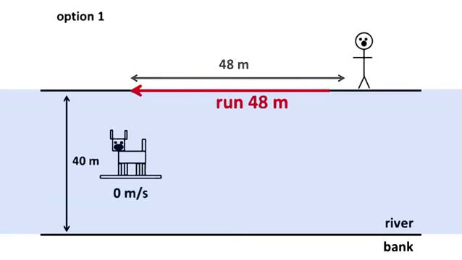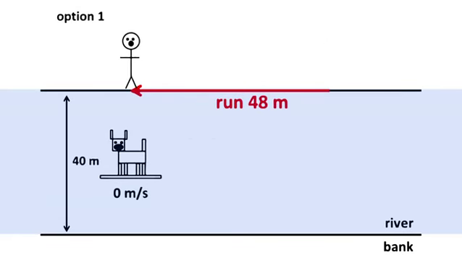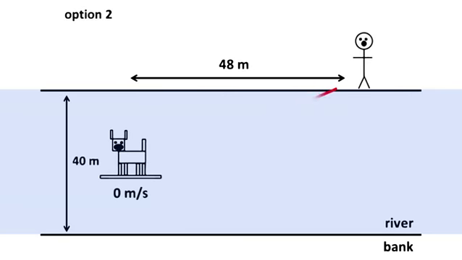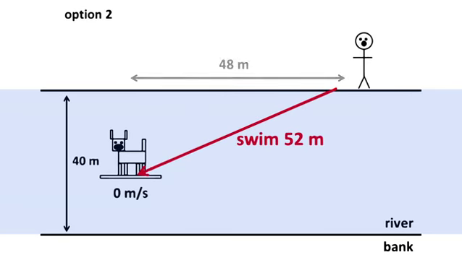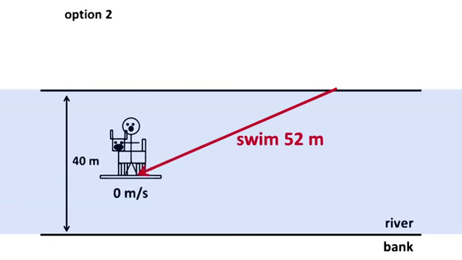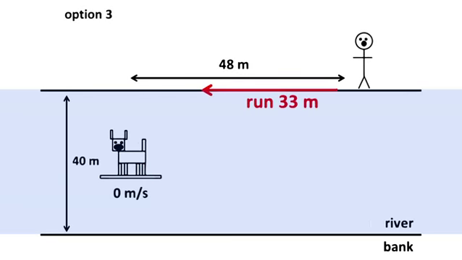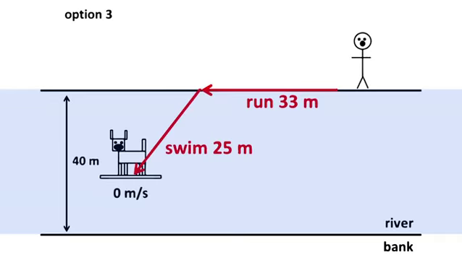Let's consider 3 options. 1. Run till you are level with him, then jump in and swim to him. 2. Jump straight in and swim directly towards him. 3. Run part way, 33 metres, and then jump in and swim towards him. Which of these 3 options will take the shortest amount of time?